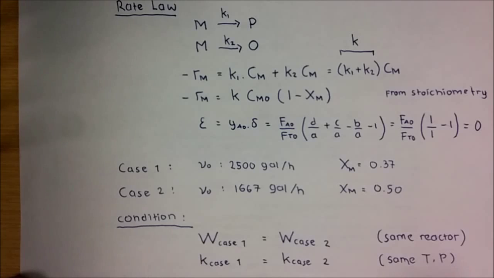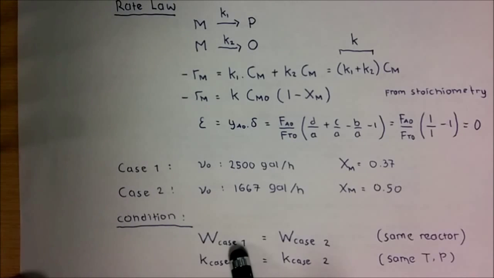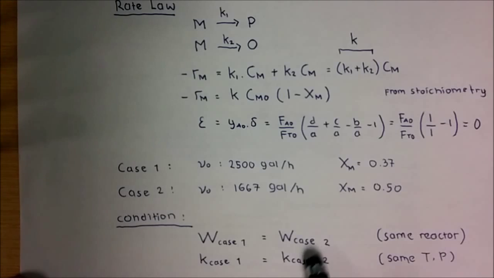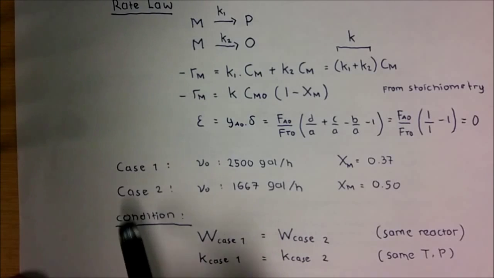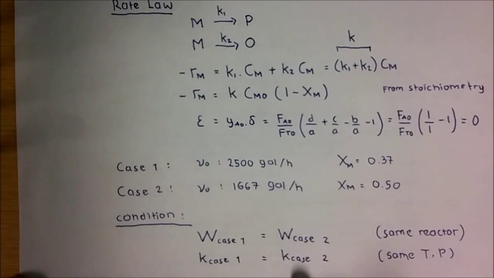Since this is the same reactor that we use, it means that the volume of the catalyst in case 1 should be the same as the volume of catalyst in case 2. And we also know that since both reactions are done at the same temperature and pressure, the rate constant K in case 1 is going to be the same as the rate constant in case 2. So if we multiply these two, we should have the same number.